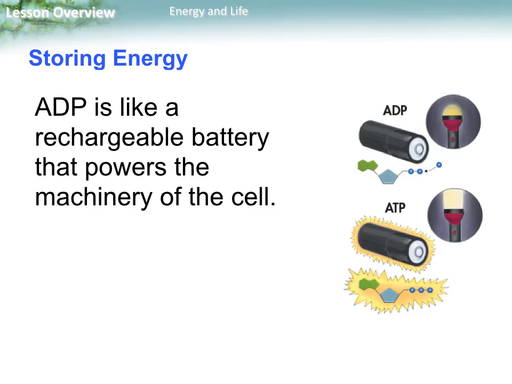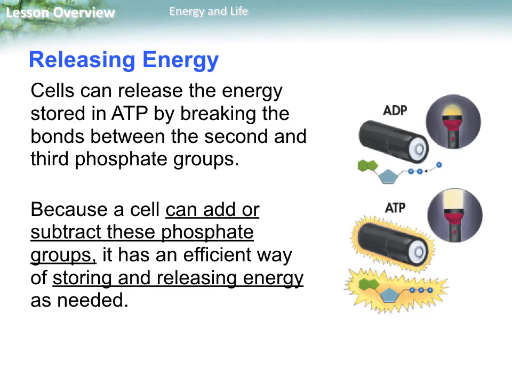So what does that mean? Basically, think of it like a rechargeable battery. ADP is like the rechargeable battery that powers the machinery of a cell. Cells can release the energy stored in ATP by breaking the bonds between the second and the third phosphate groups. Because a cell can add or subtract these phosphate groups, it has an efficient way of storing and then releasing energy. Okay, so when the third phosphate is added to ADP, that becomes storage. When the third phosphate is broken off of ATP, that releases the energy.